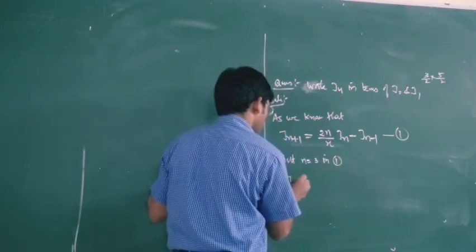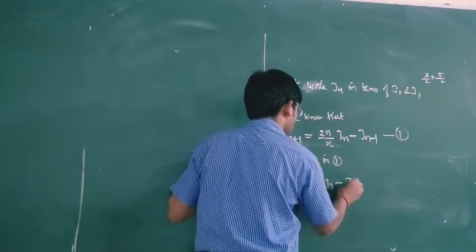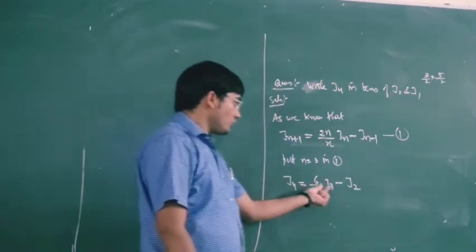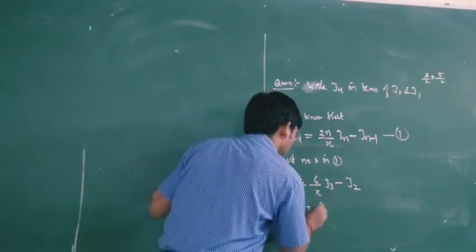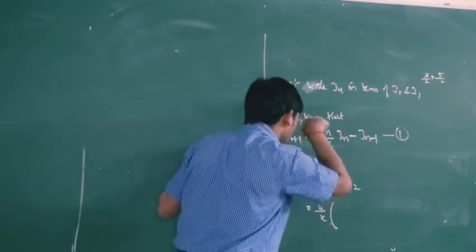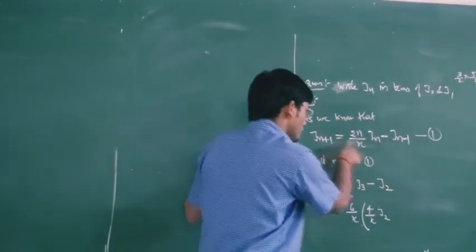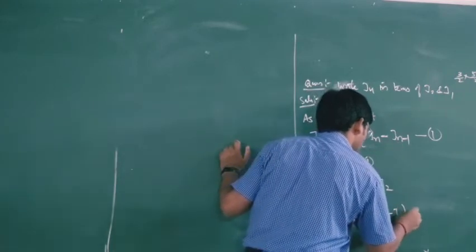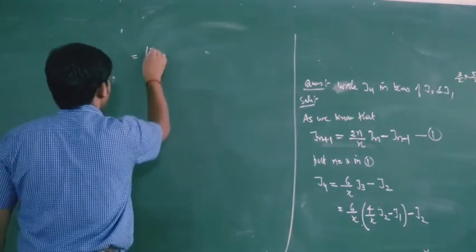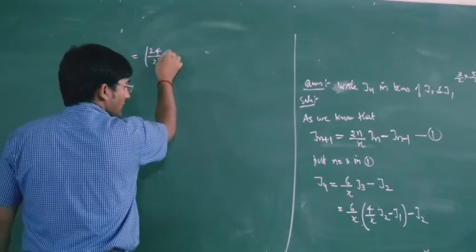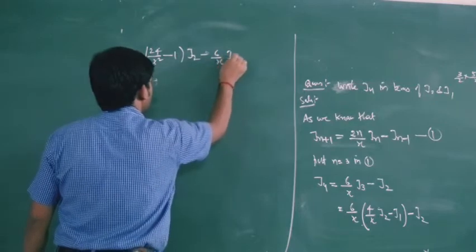So our J4 will be equal to 6 upon x, then we will have J3 minus J2. Now we need the values of J3 and J2. So for J3, put n equal to 2 here. Then we will have 4 upon x J2, put n equal to 2, so this will be J1 minus J2. So this is equal to 24 upon x square minus 1 J2 minus 6 upon x J1.